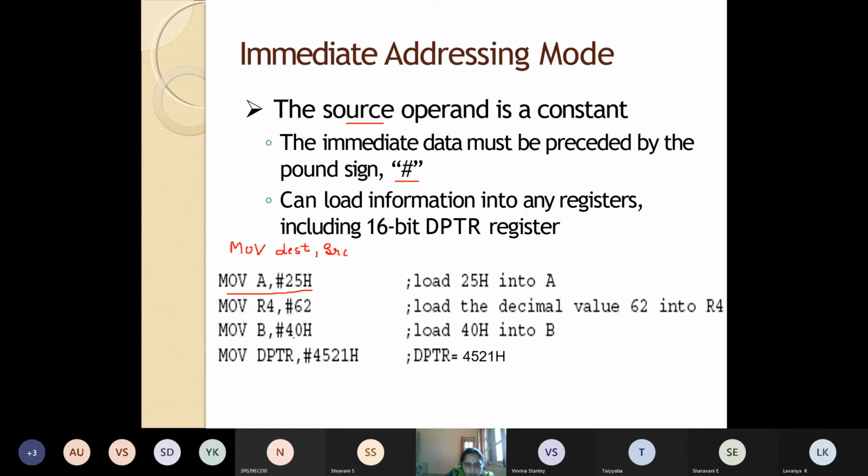Okay, so 40 in hexadecimal is loaded into the register B. The DPTR register, you know, is a 16-bit register, so I load 16-bit data: 4521 hexadecimal is loaded into the DPTR register. So in the immediate addressing mode, the data is specified directly in the instruction, and whenever I specify the data, it is preceded with the hash symbol.